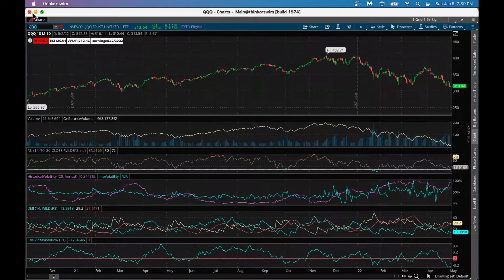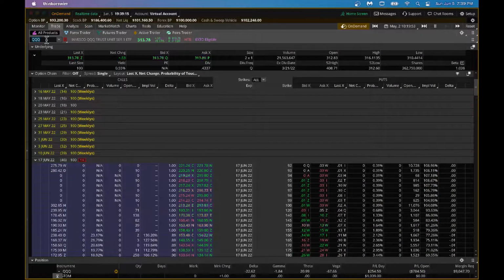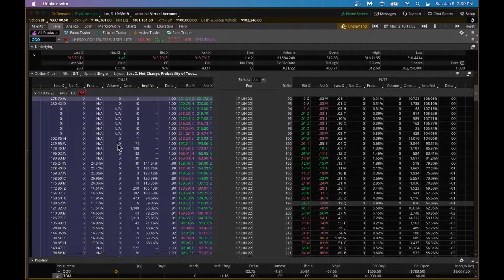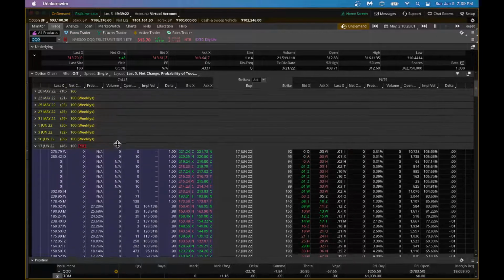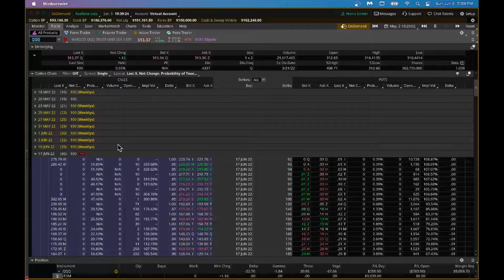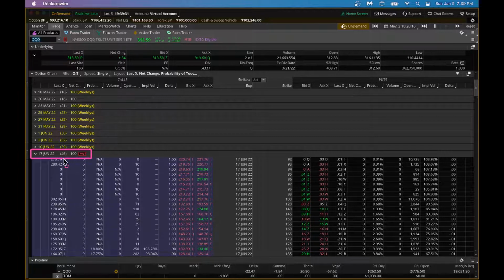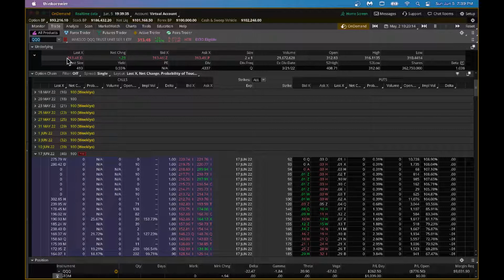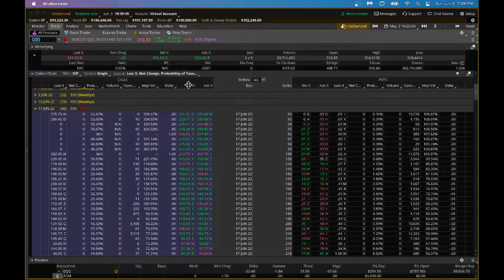Then we'll go into the option chain. Right here I am in QQQ. Typically, to execute this strategy, you've got to go around 46 days out. Around 45 days is the sweet spot. I'm sticking to 46 days because there is an option chain right here. Right now the stock price is about 313, and the 52-week high is 408. So I would look at the current price, which is 313.